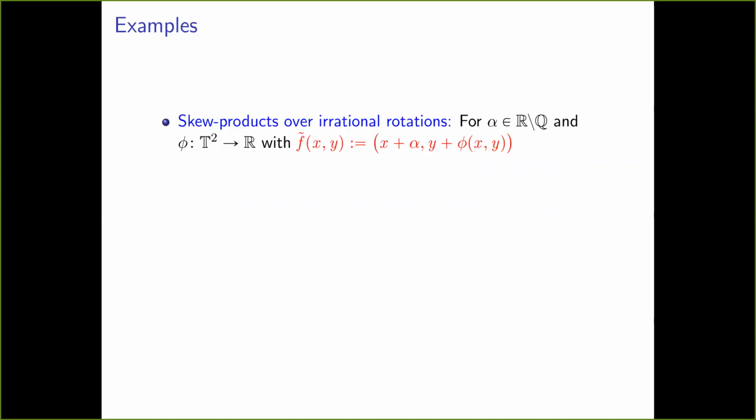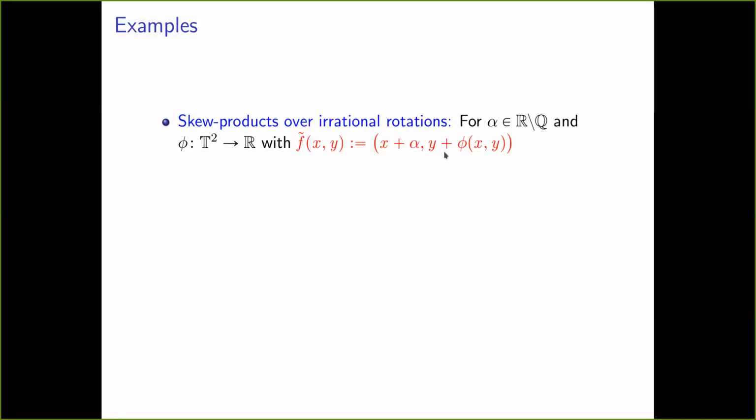An interesting example is the skew products over irrational rotations. You take an irrational number and you rotate in the first coordinate with this rotation, and in the second coordinate you take a function phi. Of course, you have to impose certain restrictions on the function phi in order to have a homeomorphism here. For instance, if you take phi to be C1, it is necessary that the partial derivative of phi with respect to y is larger than -1, in order to have a diffeomorphism in the torus. But okay, here I'm just saying I consider a skew product over an irrational rotation.